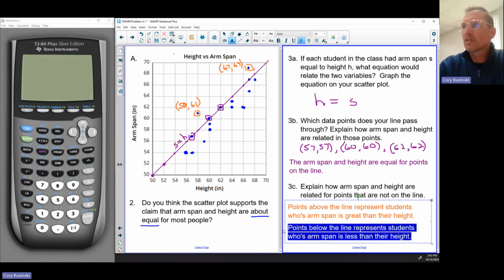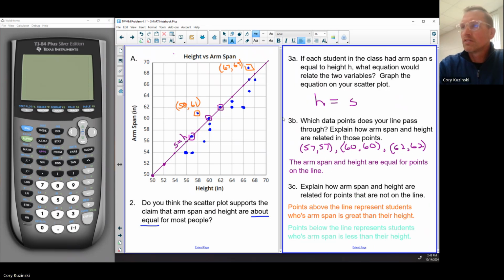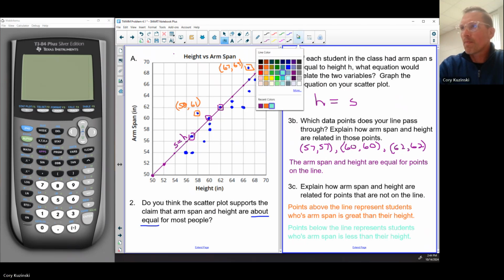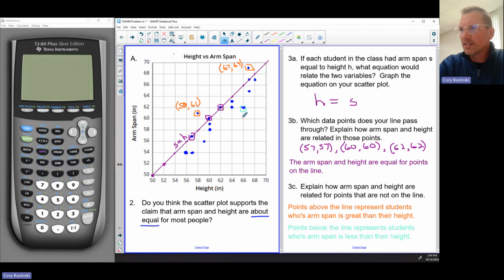Change the color on this. Let's go with a light blue right there. I'm going to show a couple of those points too. Like this one right here. His height was 66 and his arm span is 62. So his arm span is 4 inches shorter than his height. And this person right here is a relatively shorter person. They're only 57 inches tall, and their arm span is 54. So 3 inches shorter than their height. All right, I think we kind of nailed all these. All right, what next?